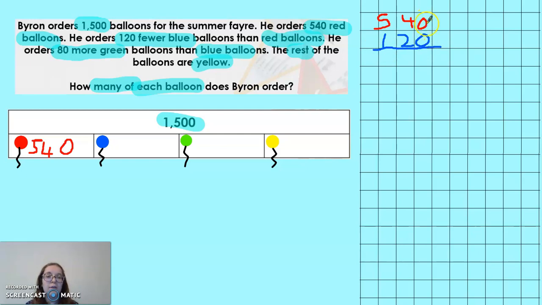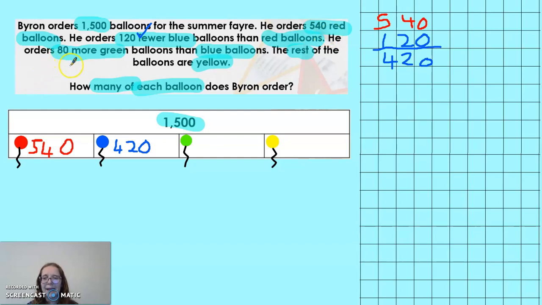Okay, so I've got 0 take away 0, nice and easy, that's going to be 0. 40 take away 20, that's going to be 20. 500 take away 100, that is going to be 400. So I know that my blue balloons are 420. Lovely. I can give that part of the question a little tick because we've worked out how many blue balloons there are.